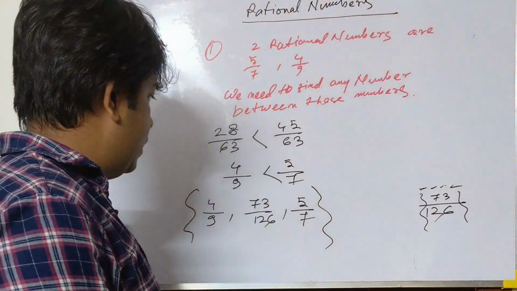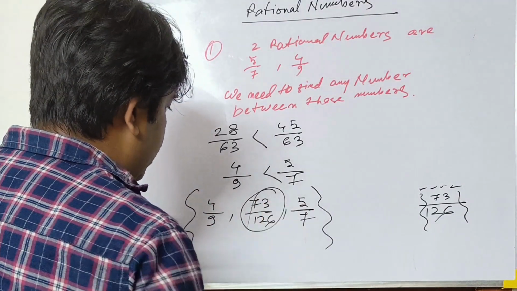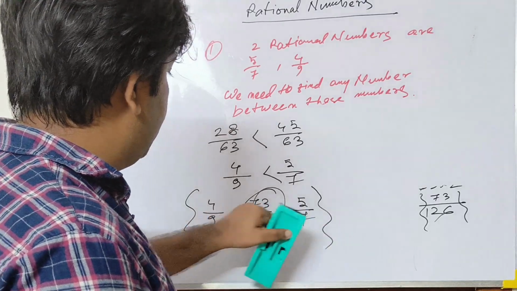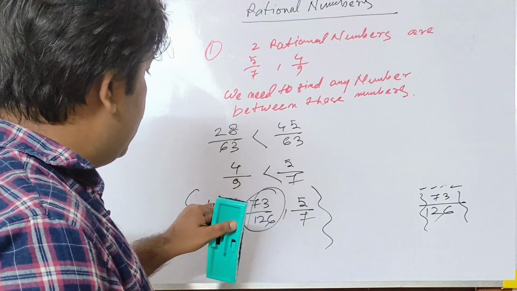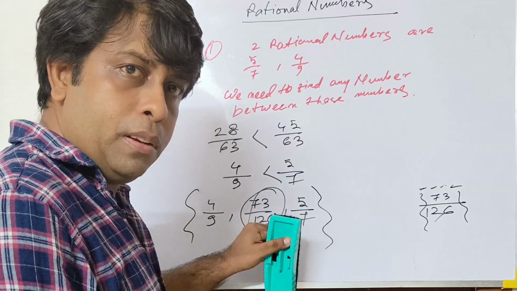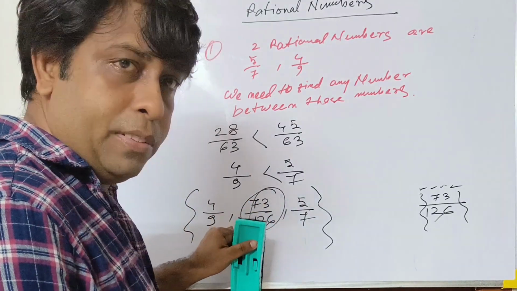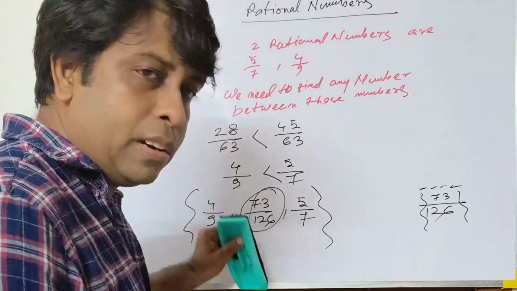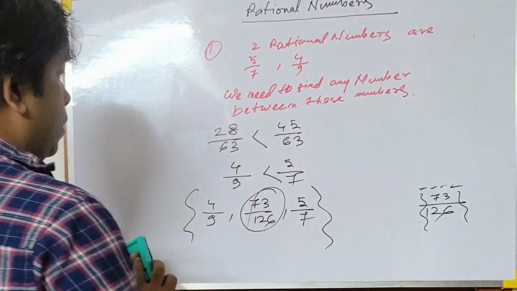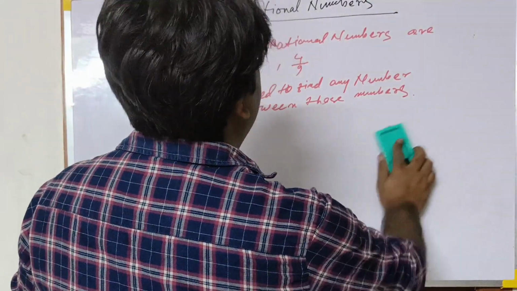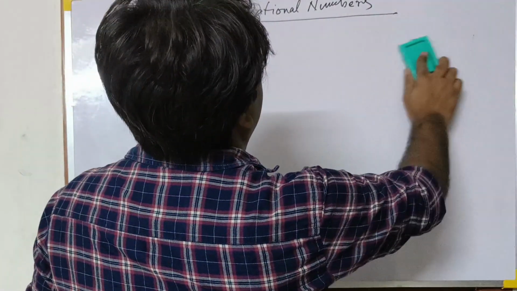Now the thing is, this is not the only number which falls between these two numbers. There are many other numbers that can be placed here. So the next problem is like that.